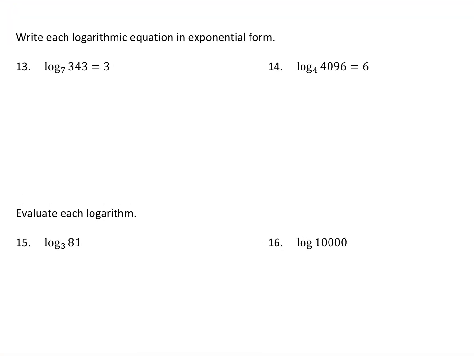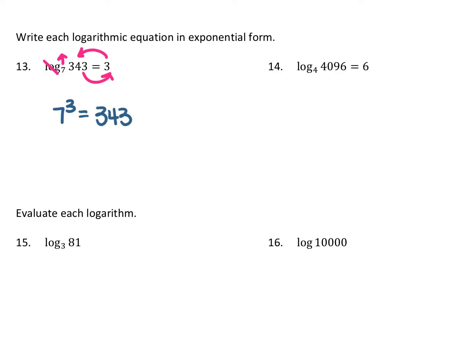For 13 and 14, you're writing the log equation in exponential form. So remember with these, you're going to drop the log, bring up your base, switch the big number with your answer, and then you're done. So for number 13, you have log base 7 of 343 is equal to 3. Your log is going to cancel out. You're going to bring up the 7. You are going to move the 3 over as the power on that 7, and then it's going to be equal to that 343. So you're going to have 7 to the 3rd power is equal to 343.